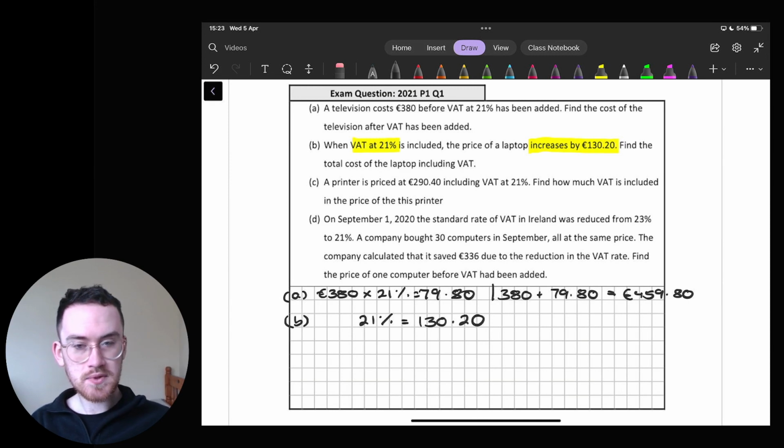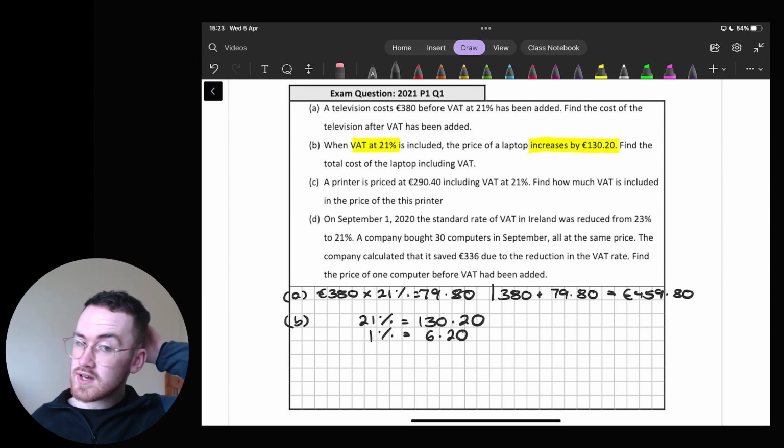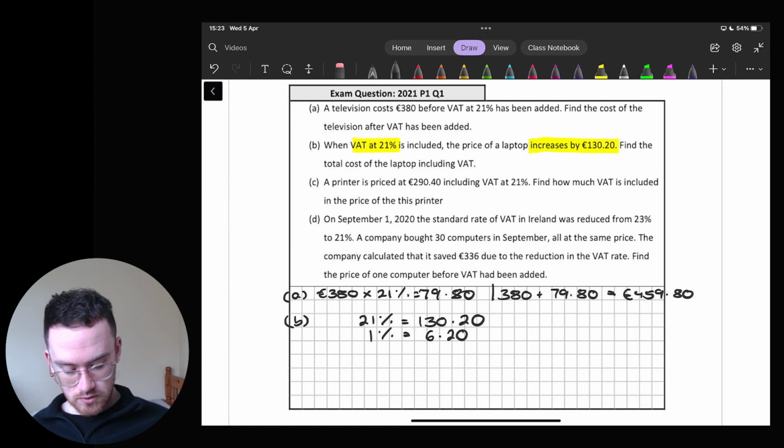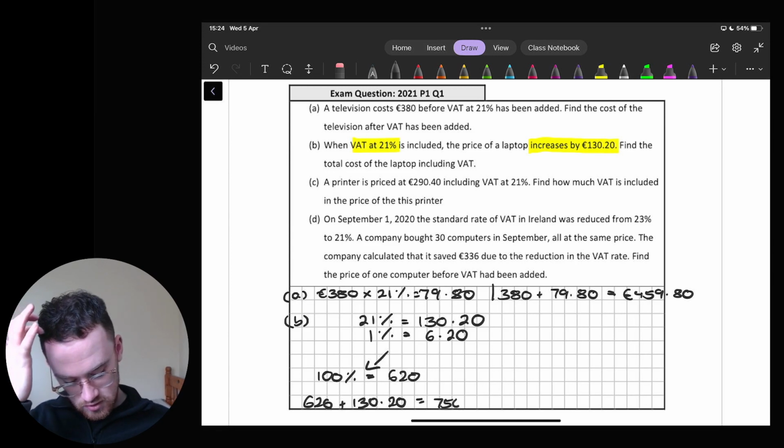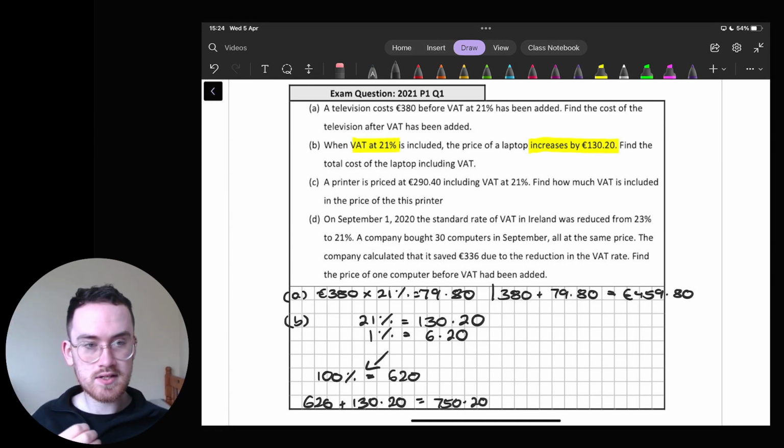Now we have two ways we could go with this one here. First of all, we'll find 1%. So 130.20 divided by 21, and that gives me 6.20. Now we could find 100%. So that's what we'll do over here. We'll find 100%, which is going to be 620. And then we will add on our VAT, and we get an answer of 750.20. Okay, and that is the total cost including VAT.